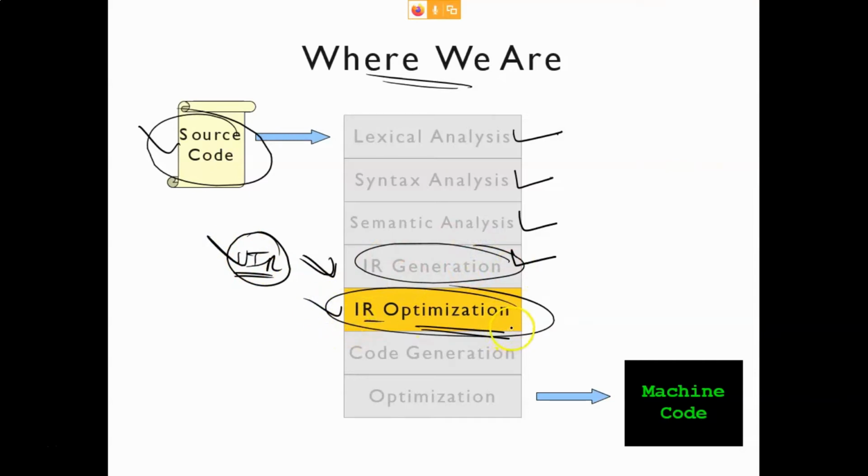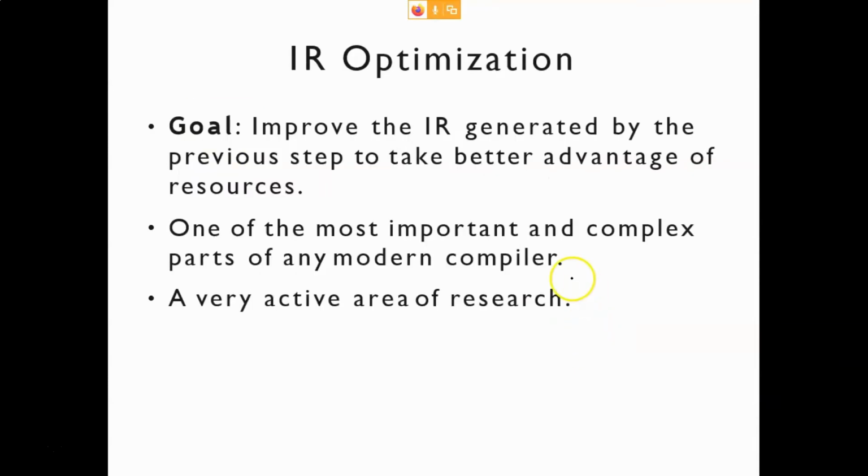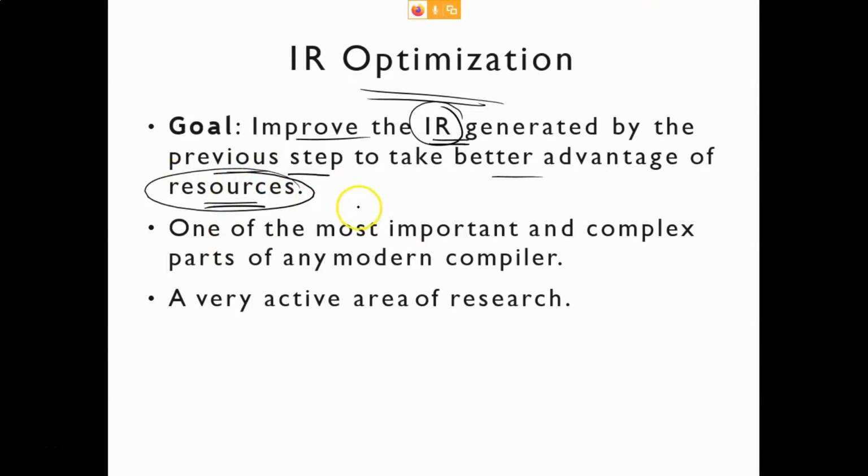Okay, and the motivation for optimization we have already discussed in the last class, so I will just quickly go over this. So this is our intermediate representation optimization. And why do we want to do these things? All these things you can already see. So basically improve the intermediate representation generated by the previous stage to take better advantage of the resources. Basically reduce the execution time, reduce the space that is taken, and all these things.